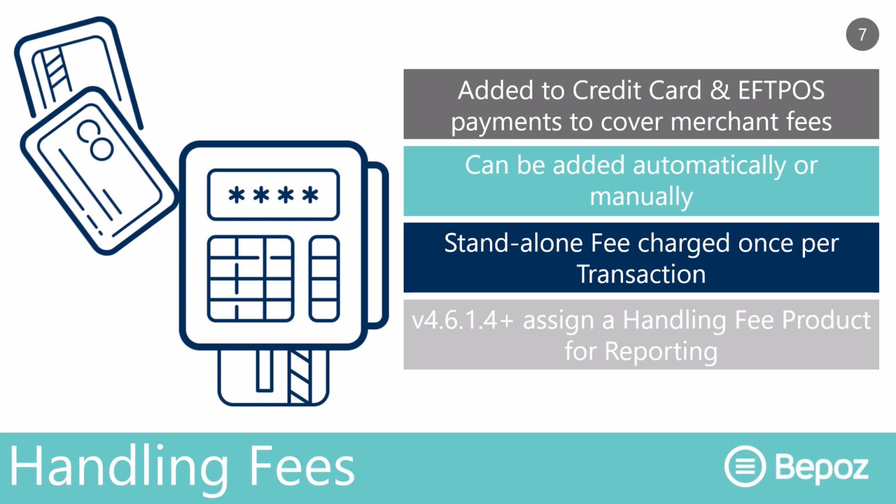And lastly, regarding handling fees, as of version 4614, when handling fees are in use, we can assign a handling fee product in global settings so that we can report on them in the product summaries report. We've seen in the past the proxy product that is created with new databases for this, and we'll see today where that is assigned as the handling fee product at the global level, which I believe we've looked at in the past, but we will refresh our memories on that today.